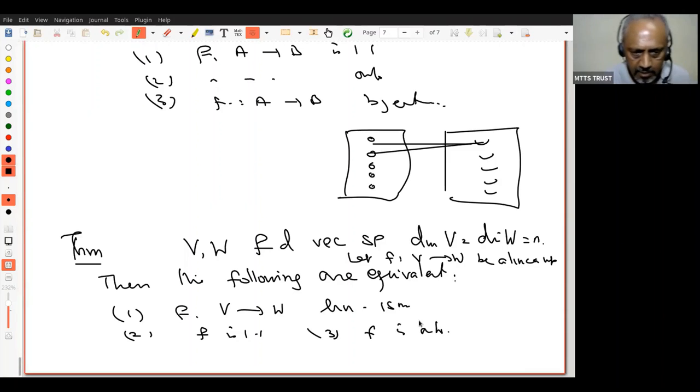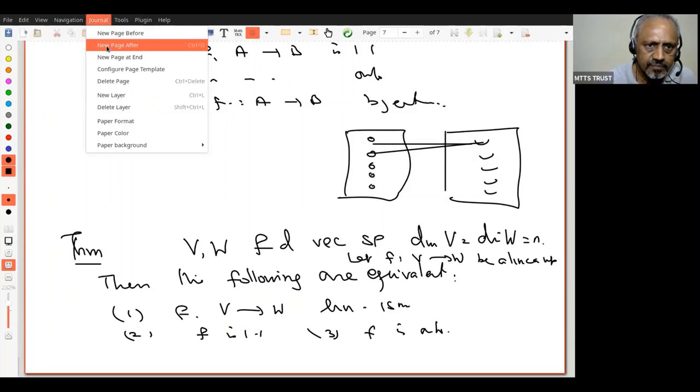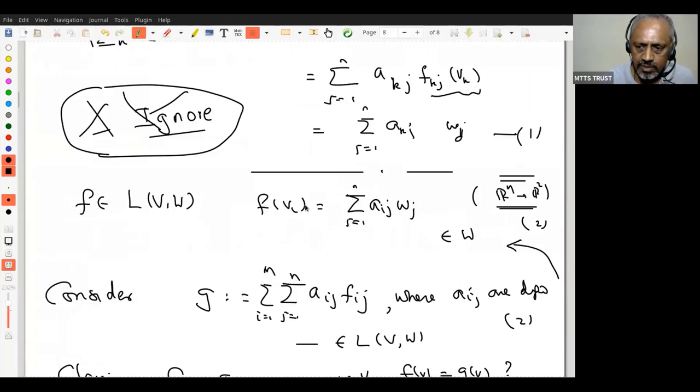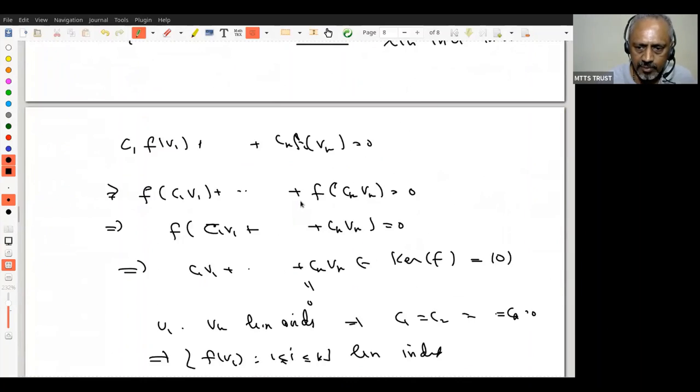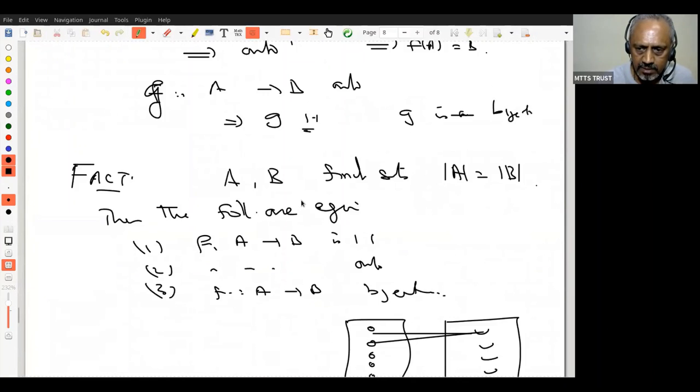So let me say it again. V and W have the same dimension, and I am also given a linear map from V to W. Then I am making the claim. The following are equivalent. What are the things? f is a linear isomorphism, f is 1-1, and f is onto. These are equivalent. Let us quickly go through the proof. That will be the end of this lecture.